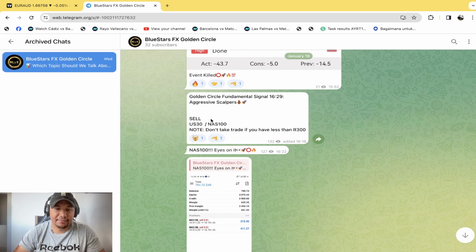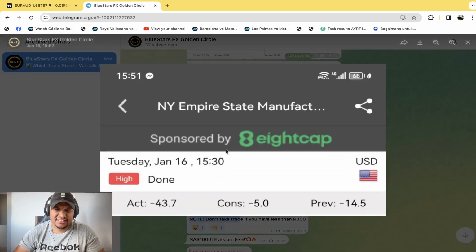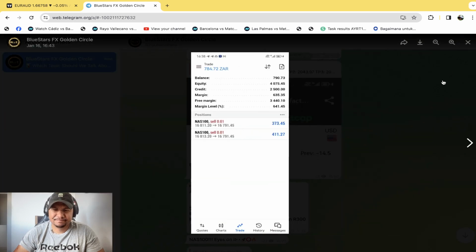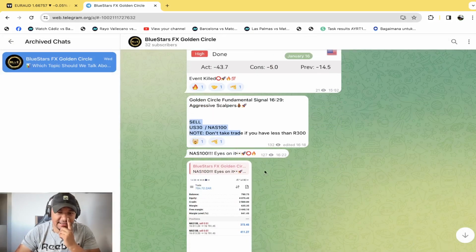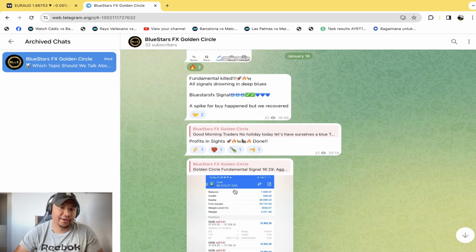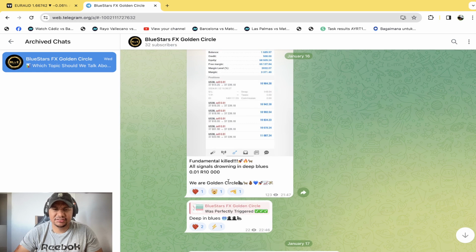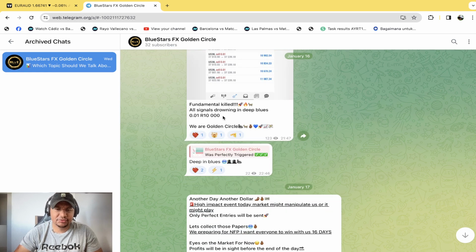Golden Circle fundamental signal. There was a sell on the Nasdaq. I don't know what they were trading, but that was a new signal, right? Again, like I said, if you are a news trader, you're more than happy to come and check out these guys. You can see their fundamentals killed. Blue Star FX signals, Golden Circle. Okay, that's the fundamental signals that were killed. All signals down in blue.